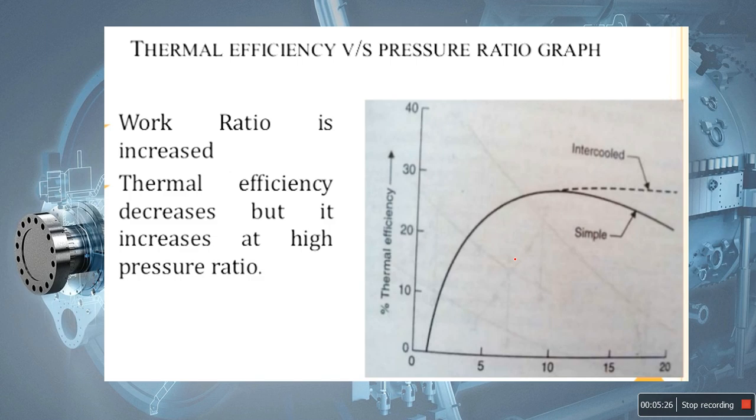If you plot the graph, keeping the same parameters, the work ratio is increased. The thermal efficiency decreases, but it increases at high pressure ratios. If we compare the simple gas turbine and the gas turbine with intercooler, at low pressure the efficiency is almost the same. But if you run the power plant on the high pressure side, as the dotted line shows, the thermal efficiency goes on increasing.